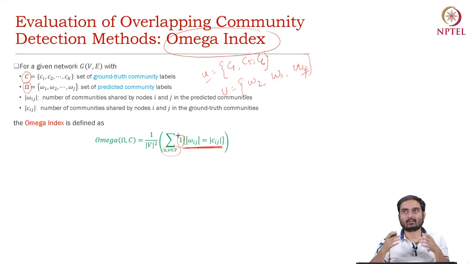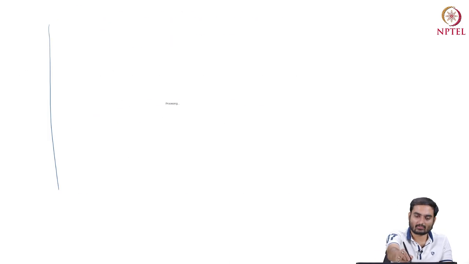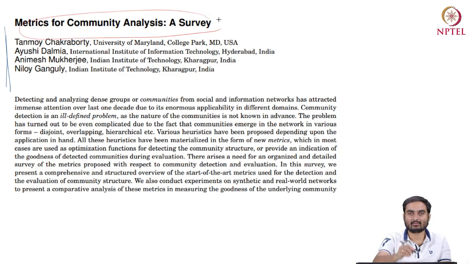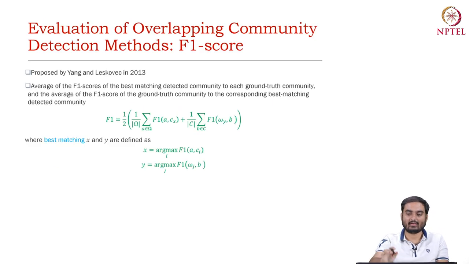There are also adjusted versions of this, adjusted rand index, adjusted NMI, adjusted purity, and so on, based on certain factors. If you want to know more, I strongly suggest you read this survey paper, which talks about all sorts of metrics that people use for community detection and evaluation. You can also use F1 score, a very standard metric for classification. Since we know true positive, true negative, false positive, false negative, you can easily measure F1 score with respect to ground truth community and detected community, and then take an average.